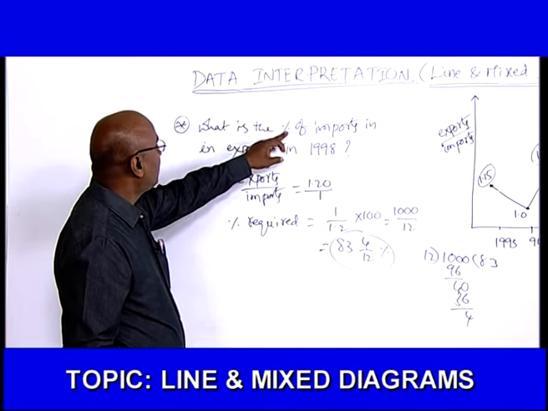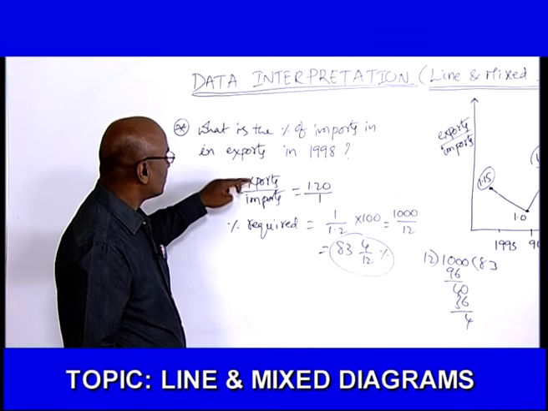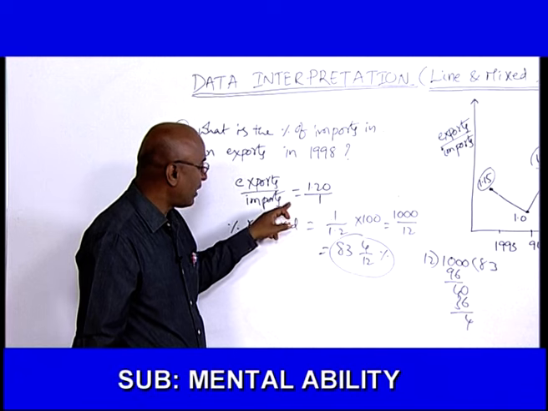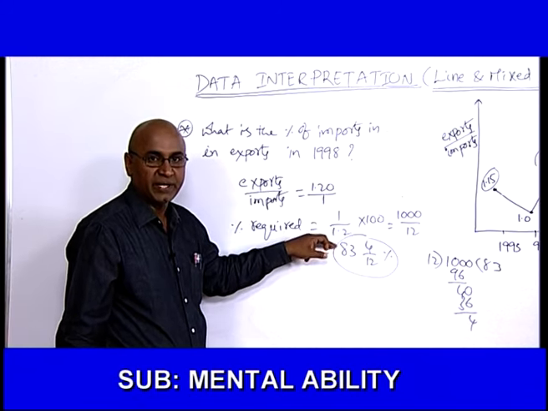1998లో ఇంపోర్ట్స్ యొక్క పర్సెంటేజ్ ఎక్స్పోర్ట్స్లో ఎంత అంటున్నాడు, ఓకేనా. సో ఇంపోర్ట్స్ యొక్క పర్సెంటేజ్, ఇంపోర్ట్స్ పార్ట్ 1 కాబట్టి 1 బై ఎక్స్పోర్ట్స్ 1.2 కాబట్టి 1 బై 1.2.